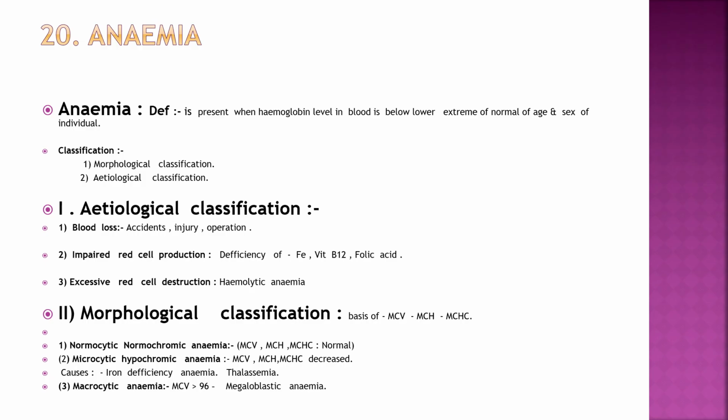microcytic hypochromic anemia. In this, MCV, MCH and MCHC are decreased. So RBC size is decreased and hemoglobin value is low. Examples of this are iron deficiency anemia and thalassemia. Third is macrocytic anemia. In this, MCV is more than 96 femtoliter and it is seen in megaloblastic anemia and pernicious anemia. Thank you.